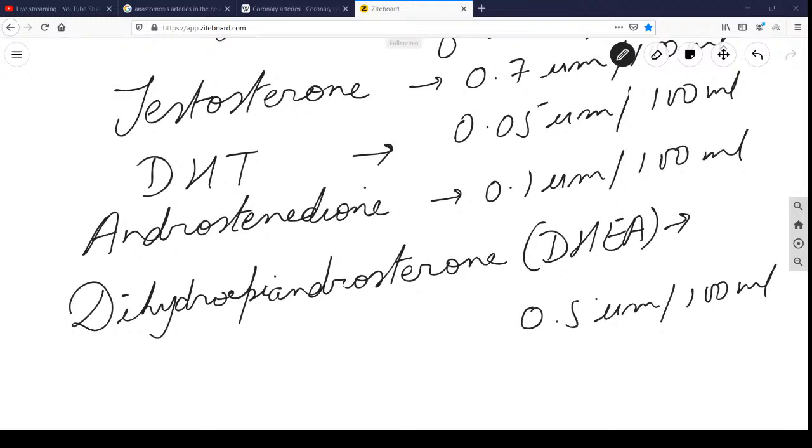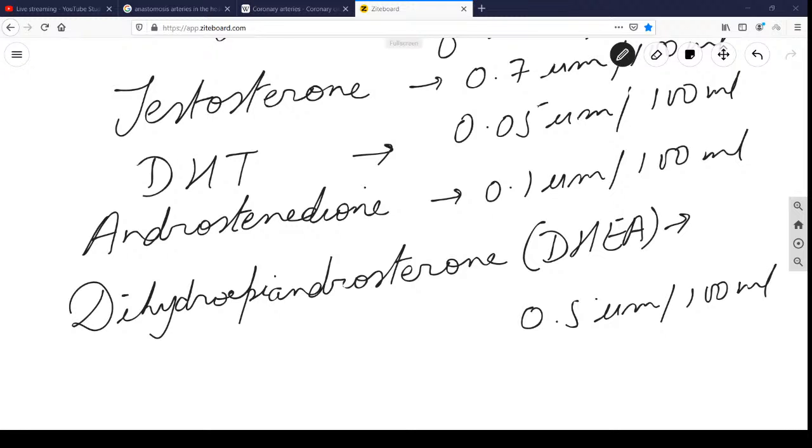Now testosterone and DHT, that is 5 alpha dihydrotestosterone, they are the potent androgens, meaning that they stimulate the androgen dependent structures in very low dosages.